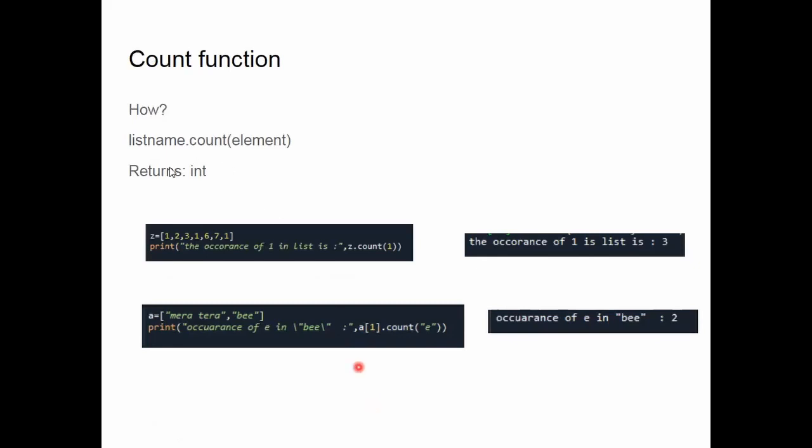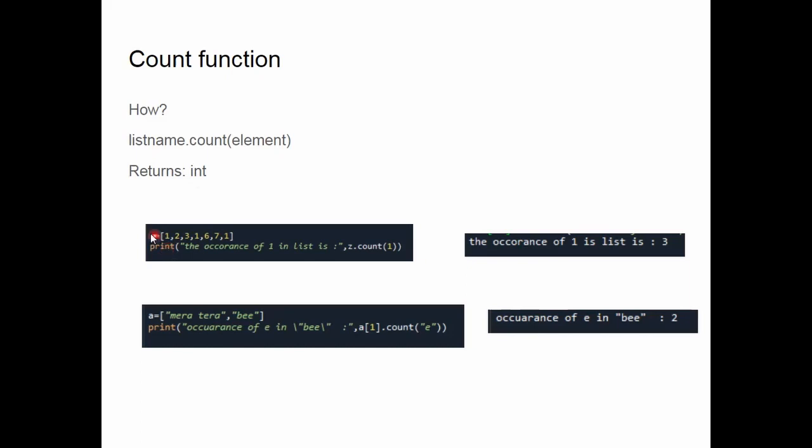Now, the count function. What will the count function do? It will count the occurrences of an element in the list. So it will give the total, we can say, how many times that element is repeated in your list. And what is it going to return? It is going to return an integer value. As it is returning an integer value, it can be used with the if statement, for statement, while statement, with the assignment statement, and with the print statement also.